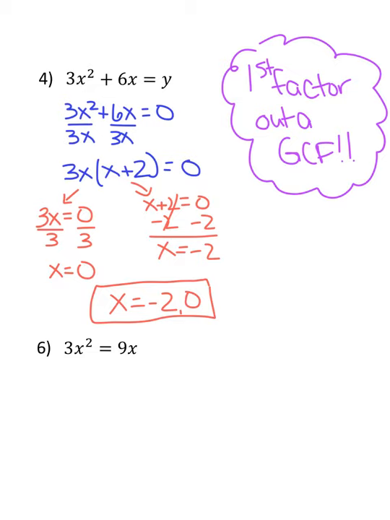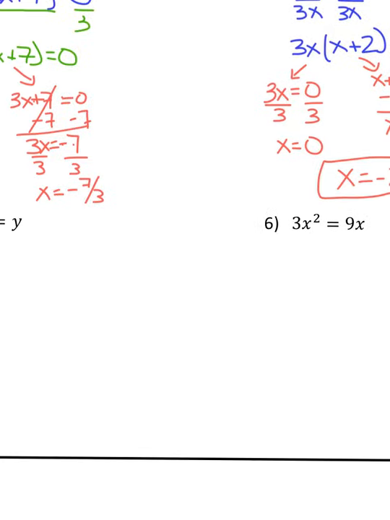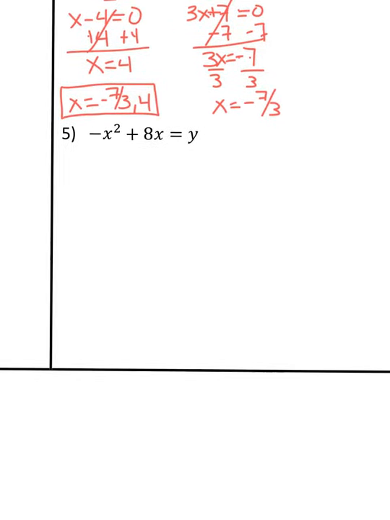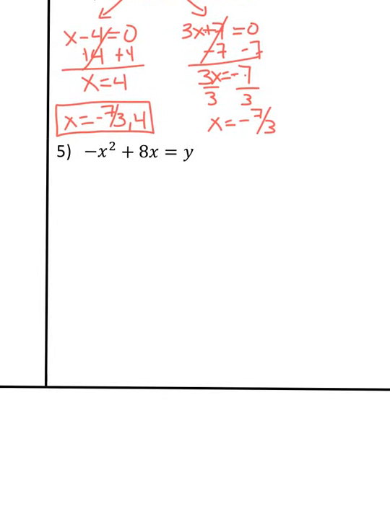All right, now let's look at number 5. Rolling right along. Here we go. So we have a quadratic. First thing is to make that y 0. So I have negative x squared plus 8x equals 0. And then next I'm going to take out a GCF if I can. So I look and say, anytime there's a negative sign out front, I am typically going to take that out as part of my GCF.